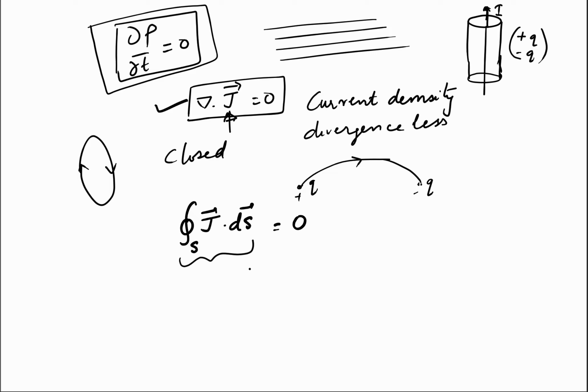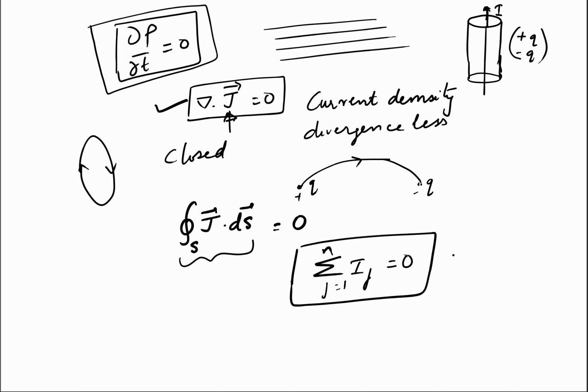Now this is simply the total current across all the surfaces bounding that volume, equal to 0. So it is another mathematical form of Kirchhoff's current law, which is simply based on the charge conservation property or principle.